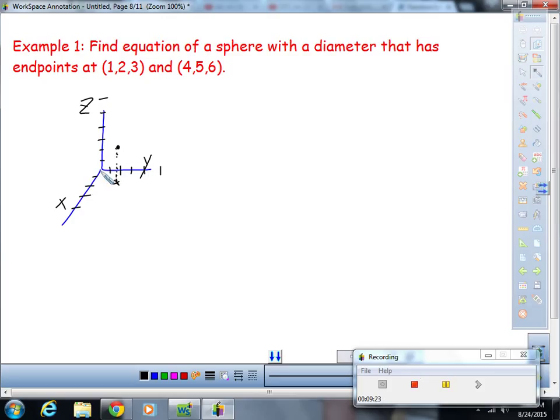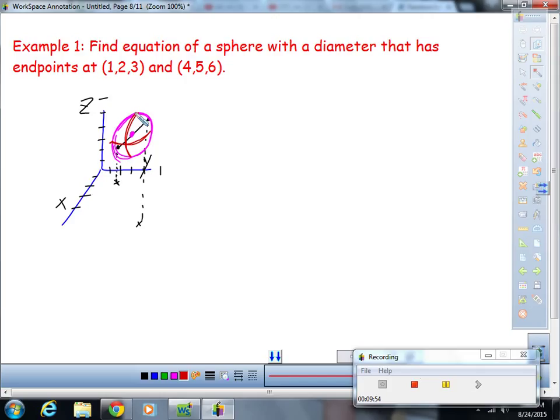1, 2, 3, 4, 5, and then 6. Okay, so we go down 4, then over 5, then up 6. So there's where that point exists. Okay, so these are the endpoints of the diameter. So somewhere in here is the center of our circle, and our sphere. Oh, what a terrible sphere. That's going to look something like that.